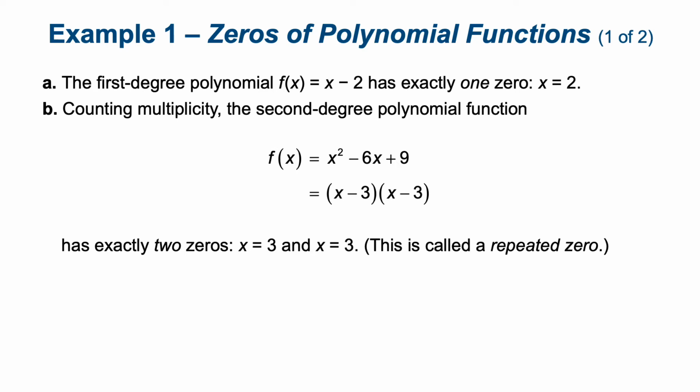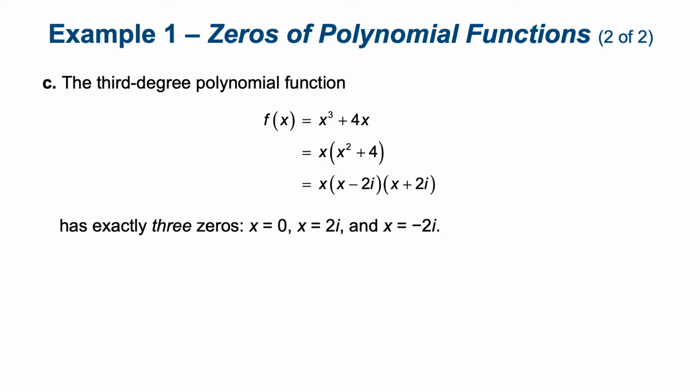Because it occurs twice, we could say that this has 2 zeros, 3 and 3, or you can think of it as a repeated zero. So you have to be careful, because sometimes zeros can be repeated.